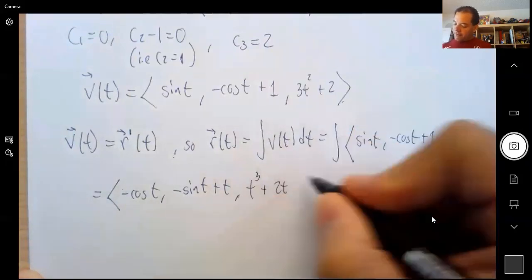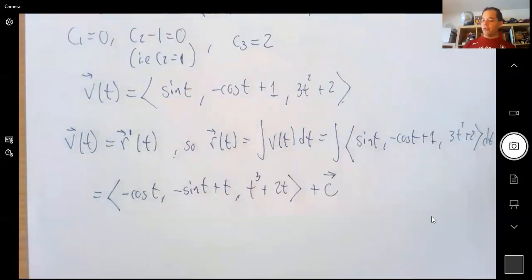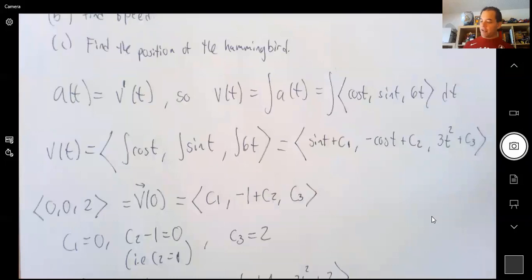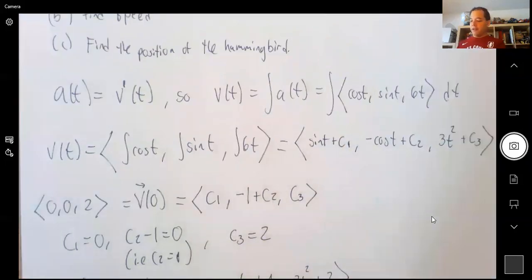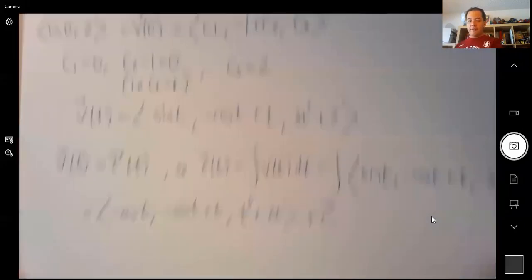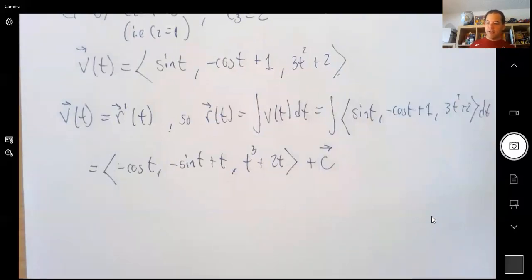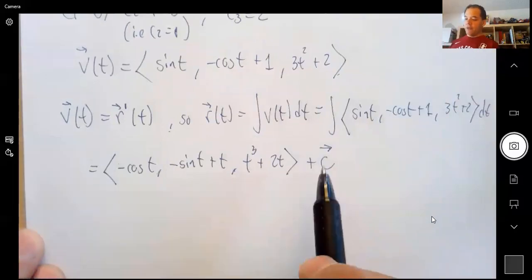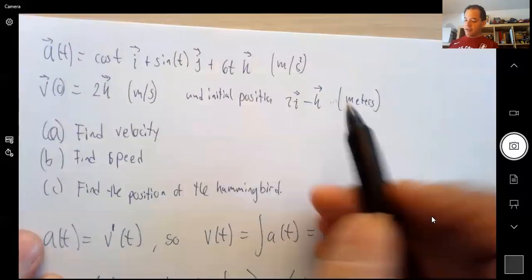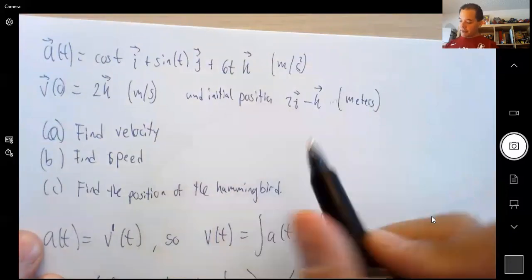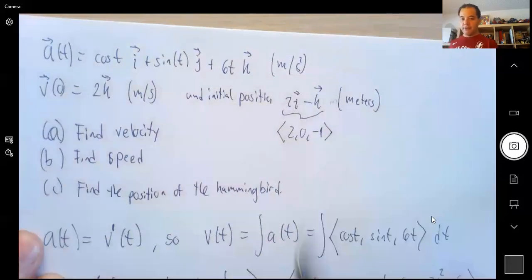Notice that I didn't put the constant, so this time I'm going to put plus a constant vector. I'm showing you different ways. In the previous one, I put individual constants, c1, c2, c3. You can do it that way, or you can not put the constants and then just put a constant vector. That works too. Then to find the constant vector, you use the initial position, which is right here, 2i minus k. That's the same as (2, 0, -1).